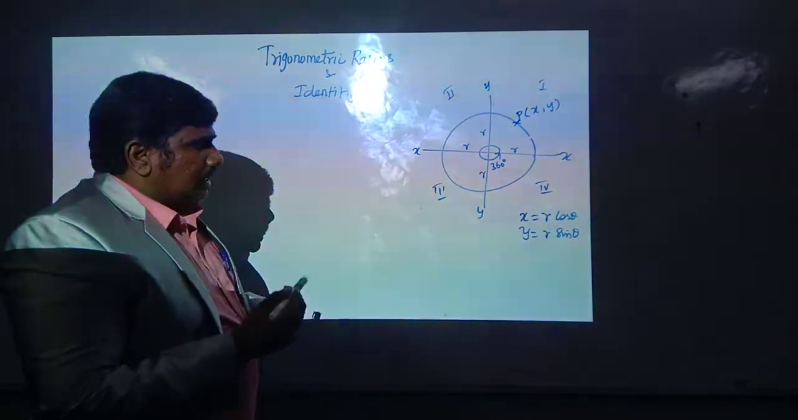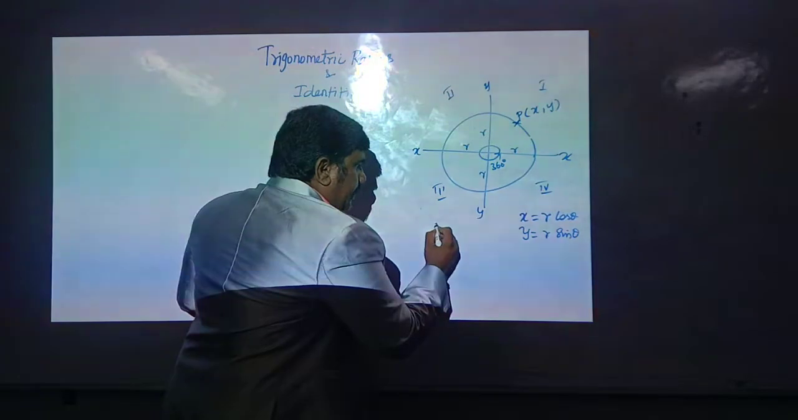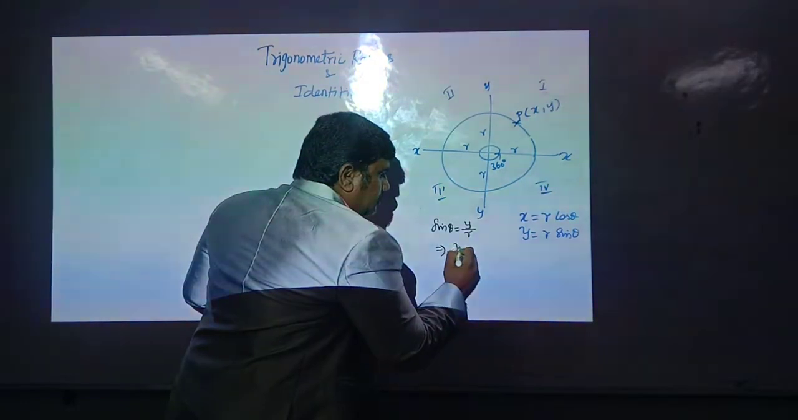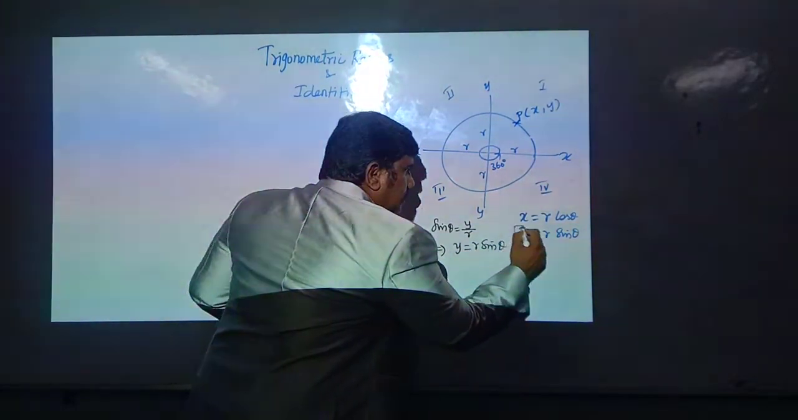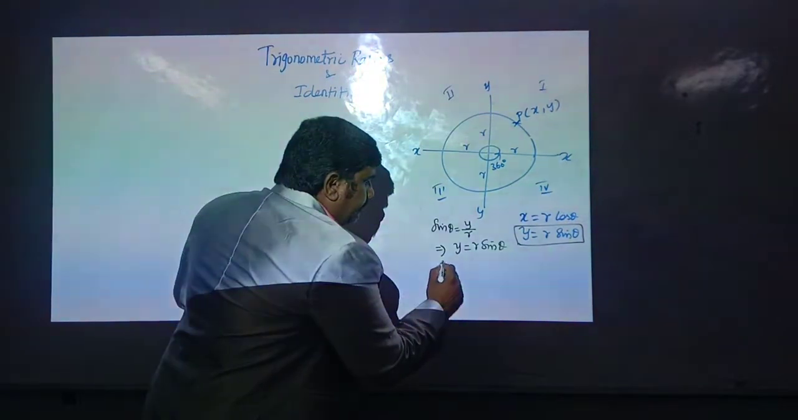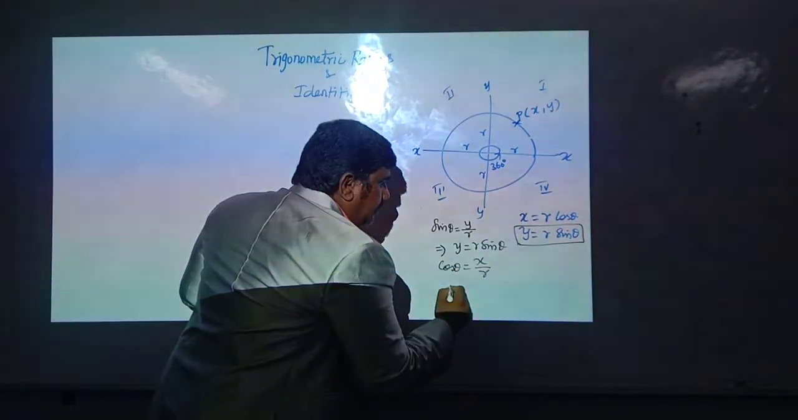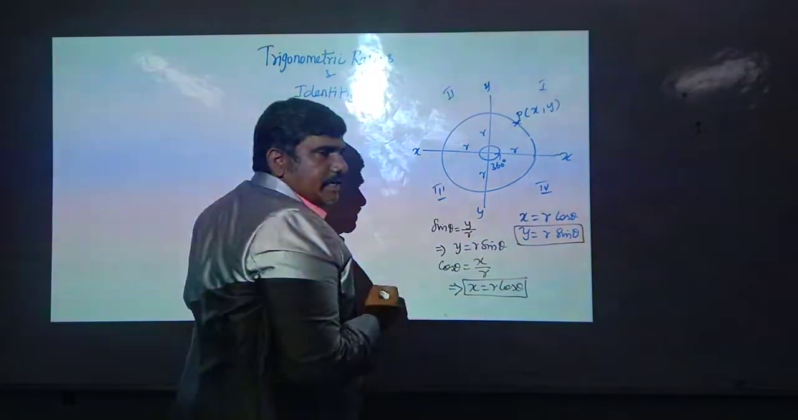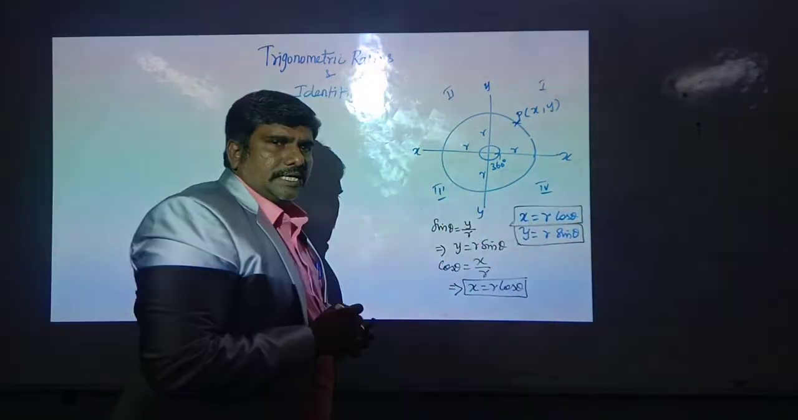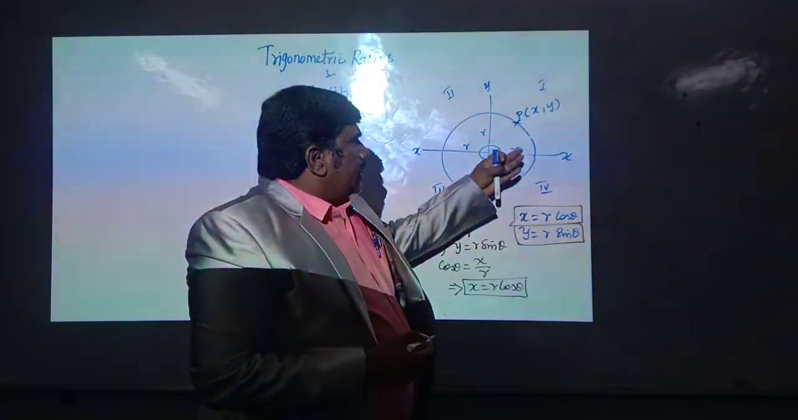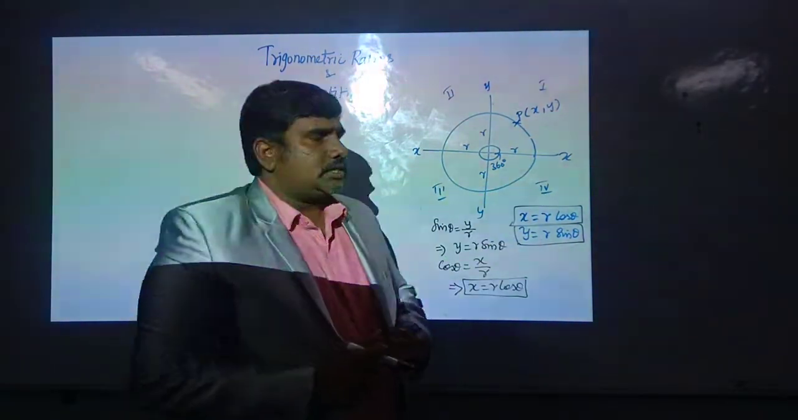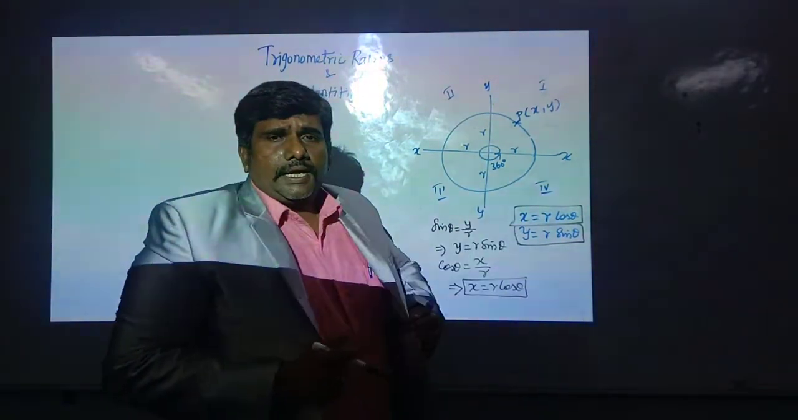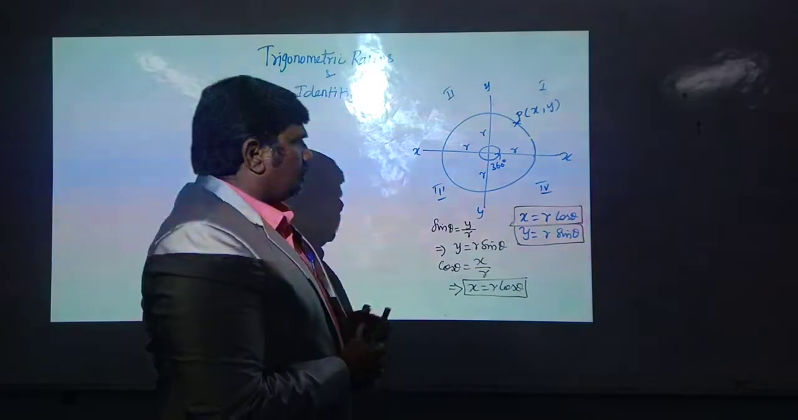How did it arrive? Last class we saw the relationship: sin theta is equal to y by r, so y is equal to r sin theta. Similarly, cos theta is equal to x by r, so we get x is equal to r into cos theta just by cross multiplying. So this is how we got these relations. That means sin and cos can be used to denote the points or coordinates on the circumference of a circle.